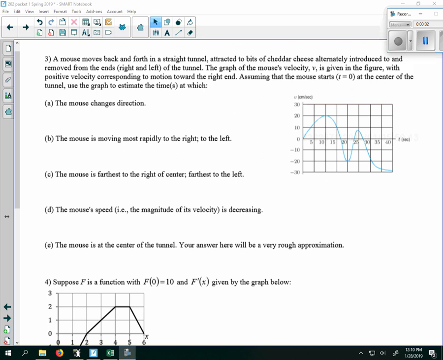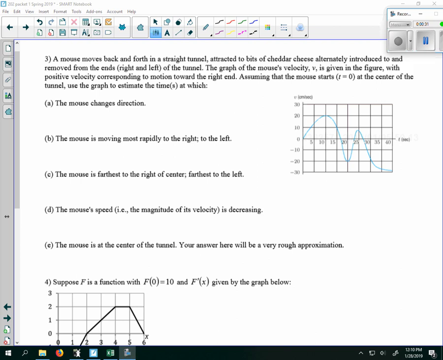A mouse moves back and forth in a straight line, attracted to bits of cheddar cheese alternately introduced to and removed from the ends at the right and left of the tunnel. The graph is of the mouse's velocity, which is speed but with a sign, whether it being positive moving to the right, negative moving to the left. And assuming the mouse starts t equals 0 at the center of the tunnel, we're going to use the graph to estimate a bunch of stuff here.